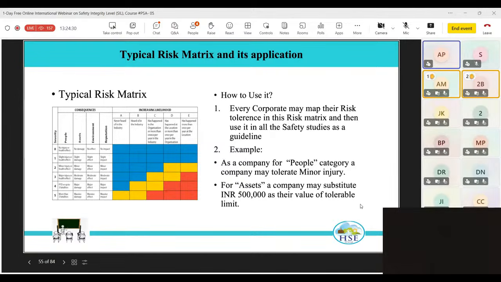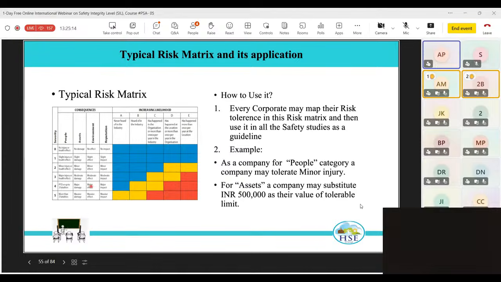In the case of environment also, you can calibrate it like this. If there is no damage to the environment at all, that means no envelope broken anywhere, no effluent going out anywhere, it is a no damage type of thing. But if it is very high damage, probably a hazardous leak happened from your plant and entered the nearby community, and probably some fatalities outside your plant also happened. That is a very severe environmental damage, or probably you polluted one huge lake adjacent to your plant.